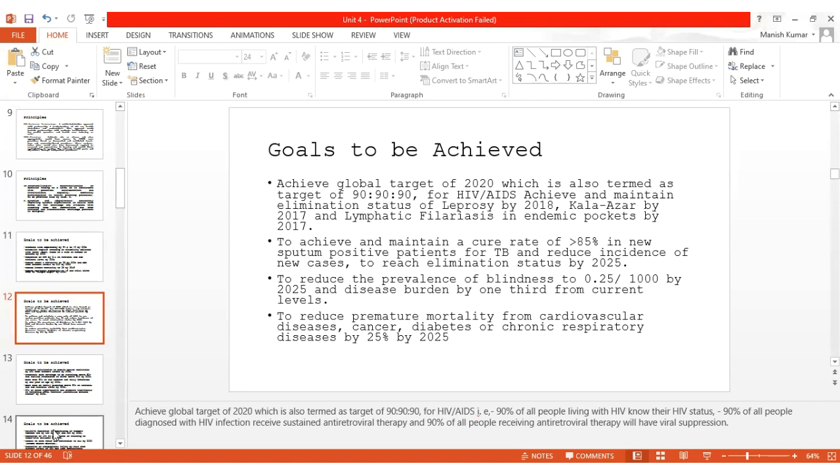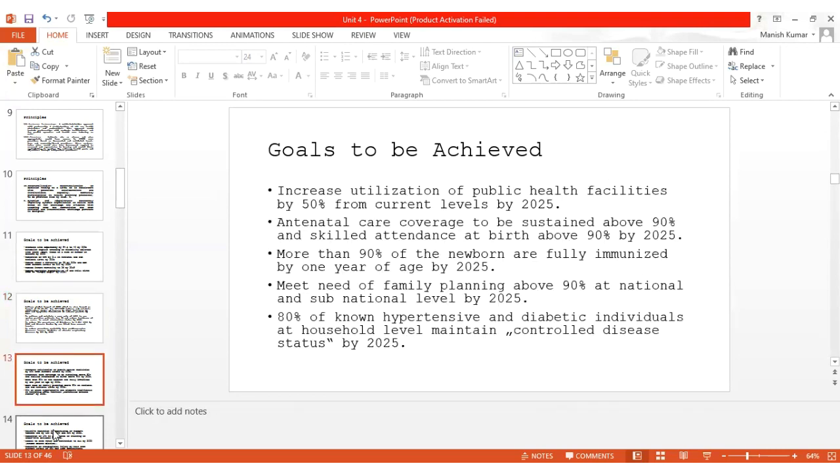To achieve and maintain a cure rate of more than 85% in new sputum positive cases, this is for TB. To reduce the prevalence of blindness to 0.25 per thousand by 2025, which is a burden reduced by one third from current levels. To reduce premature mortality from cardiovascular disease, cancer, diabetes, or chronic respiratory disease by 25% by 2025. Increasing the utilization of public health facilities by 50% from current levels.